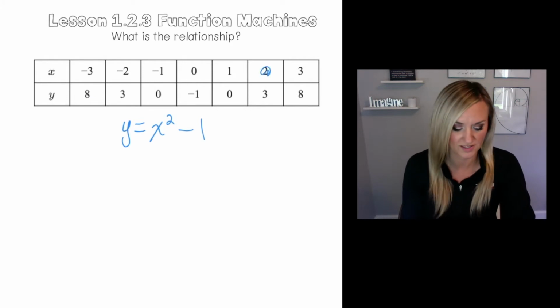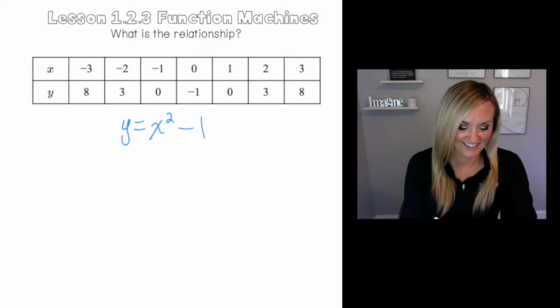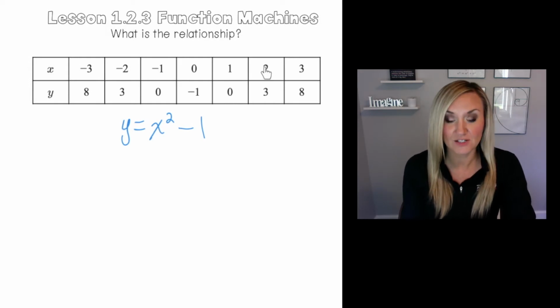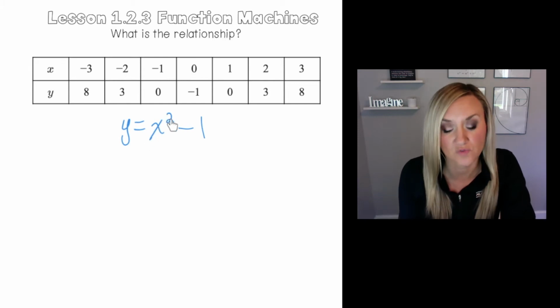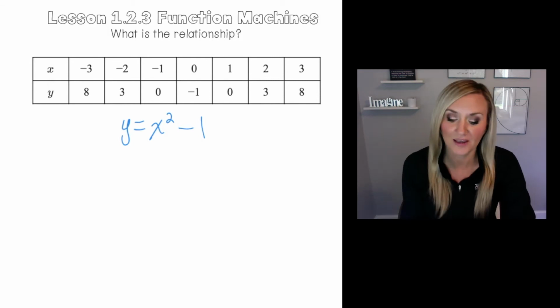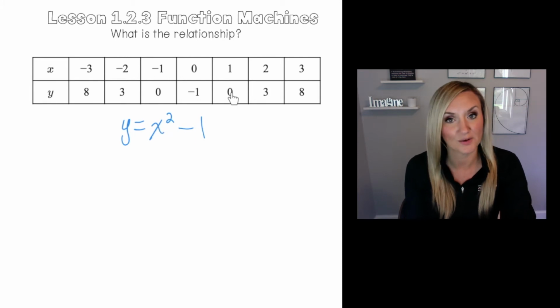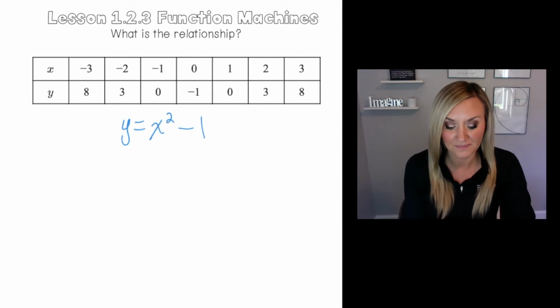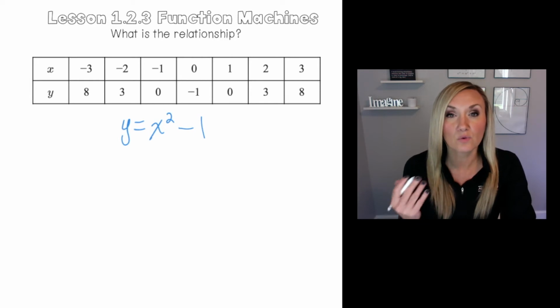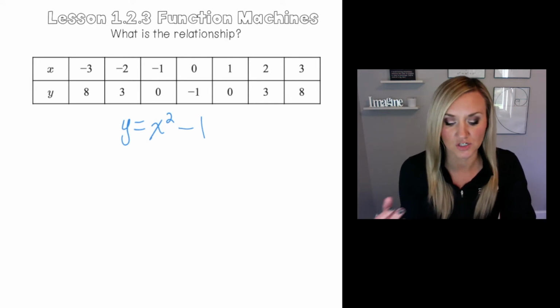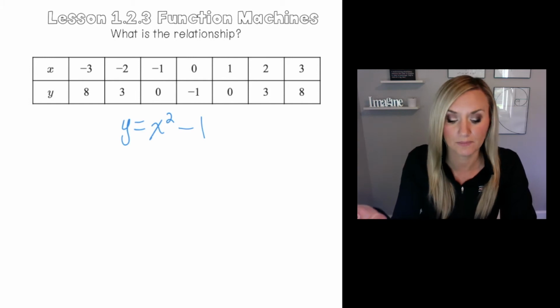So let's try the 2. If I take 2 and plug it in for x, 2 squared is 4, minus 1, I get 3. Hey, it's looking like it's checking out. If I plug in 1, 1 squared is 1, minus 1 is 0. Awesome. Even if I plug in 0, 0 squared is 0, minus 1 is negative 1. So that is the rule, the equation that goes with that table.